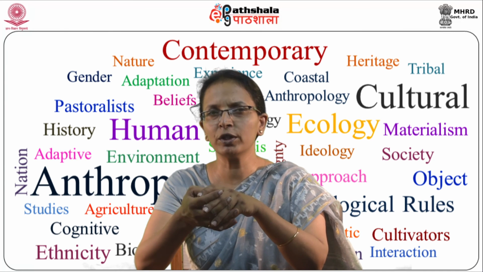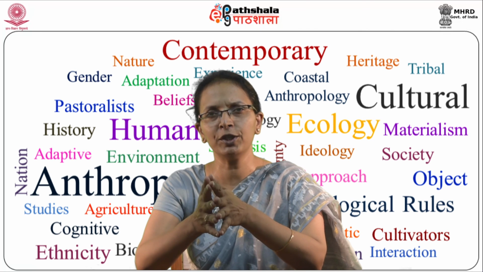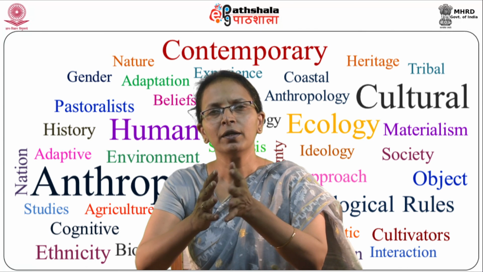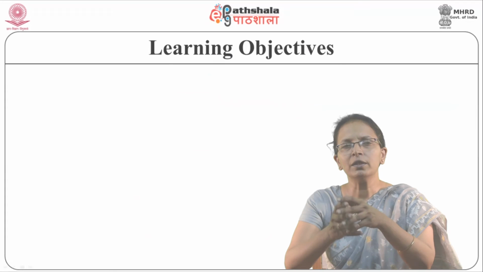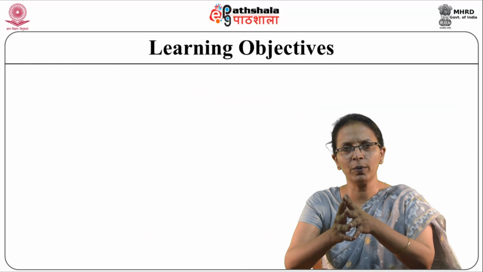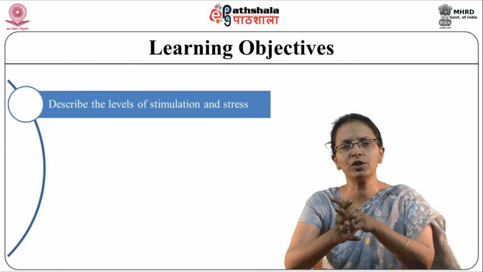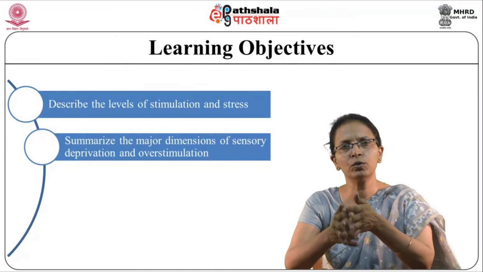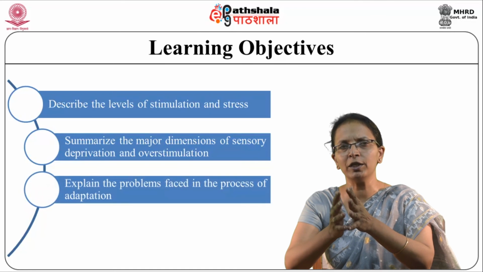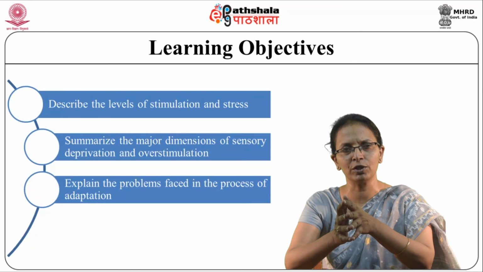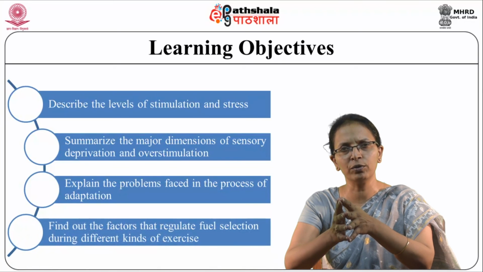Today I am going to speak on the module Behavioral Response and Adaptation to Environment from the paper Ecological Anthropology, Cultural and Biological Dimensions. The learning objectives of this module are: number 1, to describe the level of stimulation and stress. Number 2, to understand the major dimensions of sensory deprivation and overstimulation. Number 3 is to explain the problems faced in the process of adaptation. And number 4 is to find out the factors that regulate the selection during different kinds of exercise.